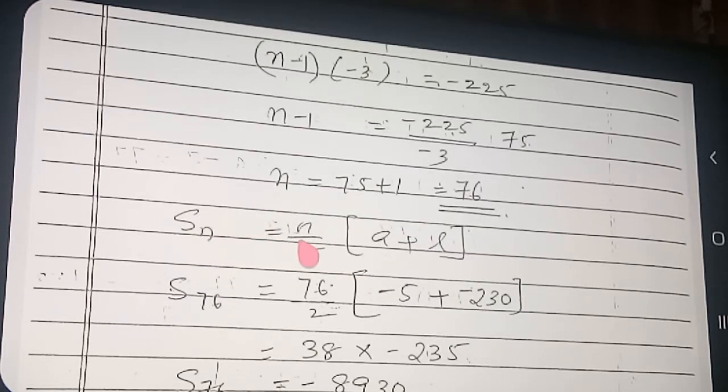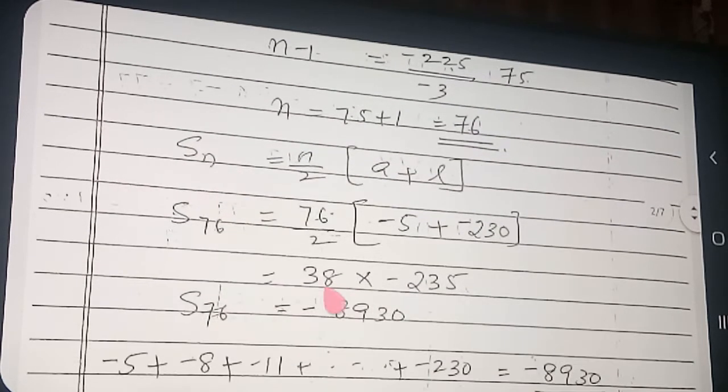Therefore, S is equal to n by 2 into first term plus last term. Okay. So S76 is equal to, in the place of n, you apply the value of n, 76 by 2. The value of A is minus 5 and the value of L is equal to minus 230. So minus 230 minus 5, how much is coming? Minus 235. Minus 235 multiplied by 38. Only one minus, so minus is written here. Multiply and write. Okay, got the answer? Clear? Okay, students?